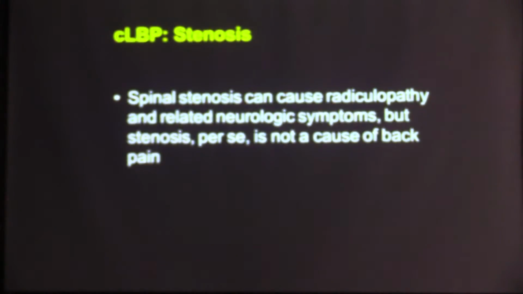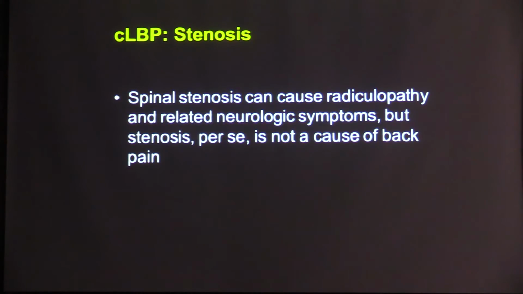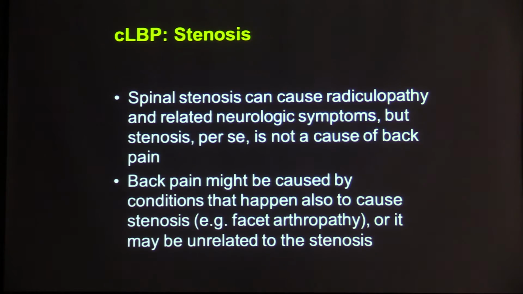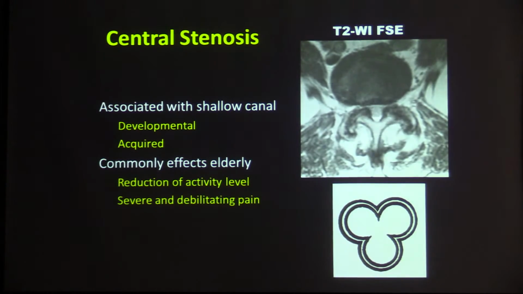So let's talk about stenosis. Spinal stenosis can cause radiculopathy and neurologic symptoms, but per se it's not a cause of back pain. You get neurogenic claudication. Back pain can be caused by other lesions that are concomitant with stenosis, such as facet arthropathy. In classic stenosis, we get this trefoil type appearance, this Irish icon, where you get this narrowing of the typically elliptical thecal sac into a triangular shape, with effacement of the cerebrospinal fluid from the traversing nerve rootlets, and it's typically some combination of a developmental and acquired cause.